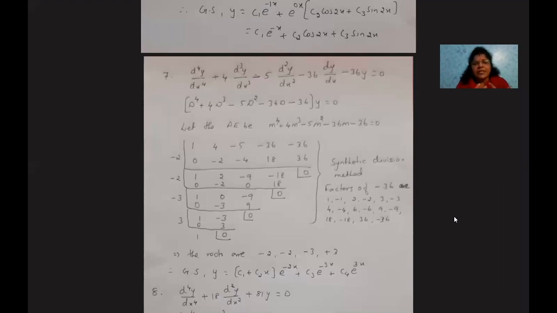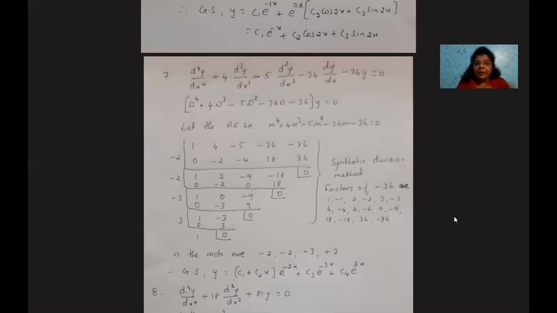Again, since we started this problem with synthetic division, let me solve this quadratic equation also using synthetic division. Now, what is the constant part here? Minus 9. What are the factors of minus 9 we can obtain?